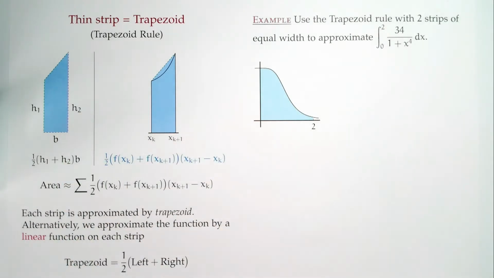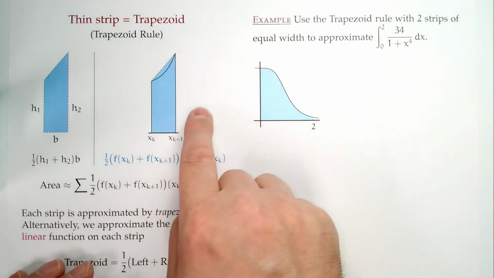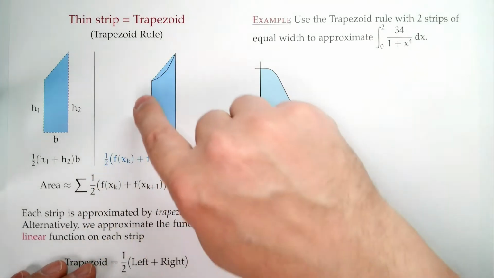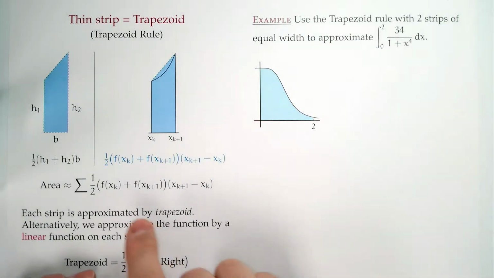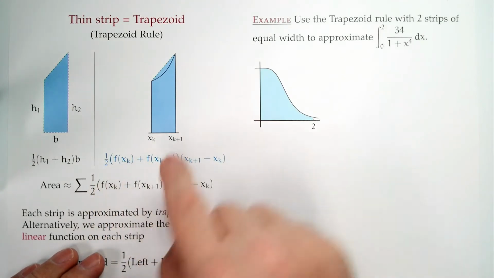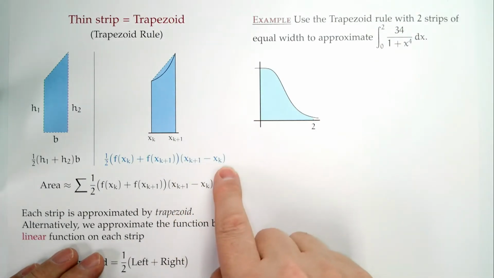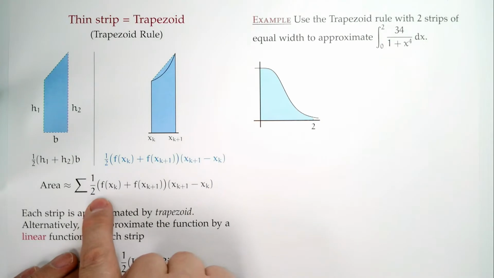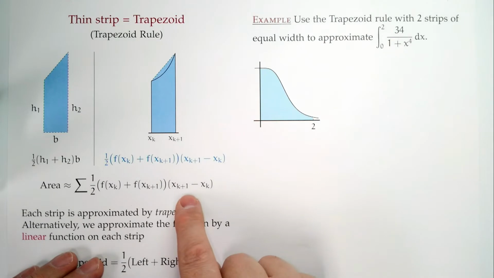All right, what does that mean? Well, that means instead of thinking of the top as a flat function, or constant, we can have it be a line. So what we do is we say, all right, the area is, we take 1/2, the height on the left and the height on the right, so h1 plus h2, and then times our width. And so our area is approximately 1/2 times f of xk plus f of xk plus 1, times xk plus 1 minus xk.